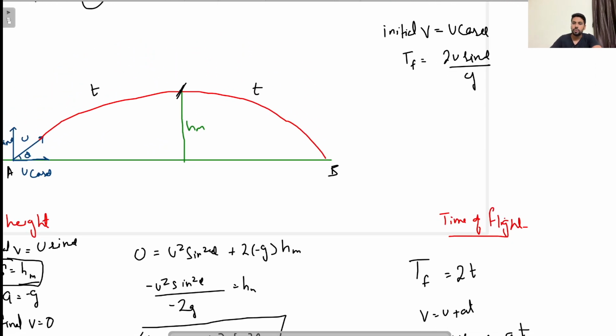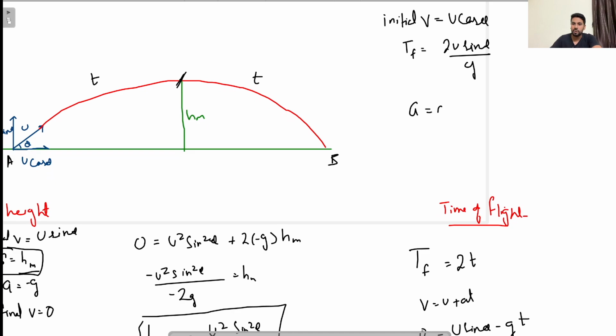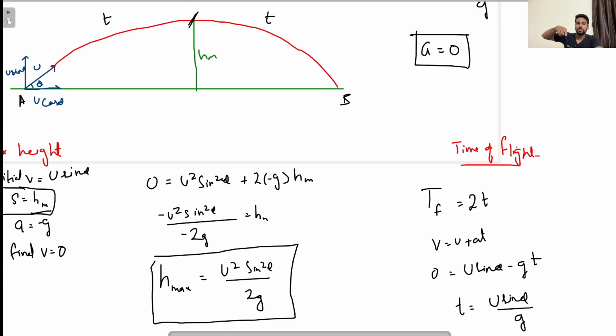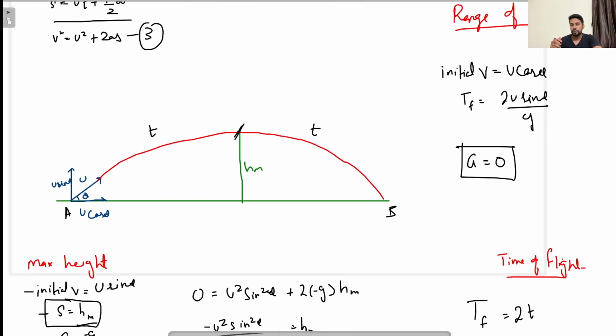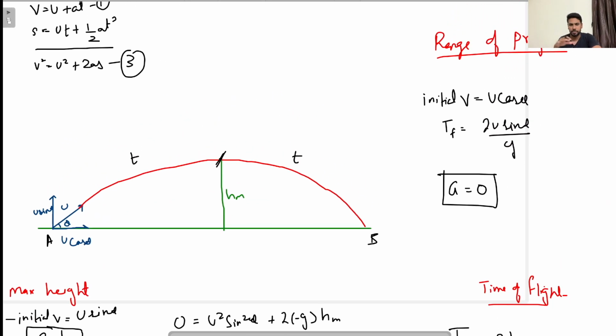Now, do you know that your acceleration is 0 in the horizontal case? In my vertical, there was an acceleration which was gravity, so my acceleration was minus g. But in the horizontal component of a projectile, the acceleration is 0. That means my horizontal component is traveling with a uniform velocity. There is acceleration only in the vertical component, and that was my minus g. So in my horizontal component the acceleration is 0. So I just apply this formula.